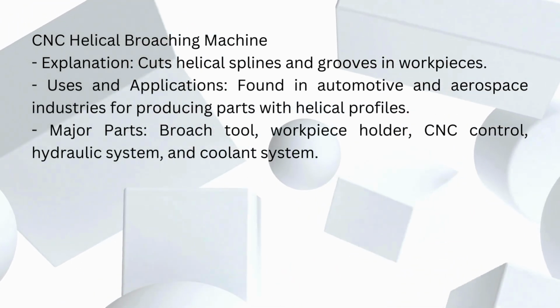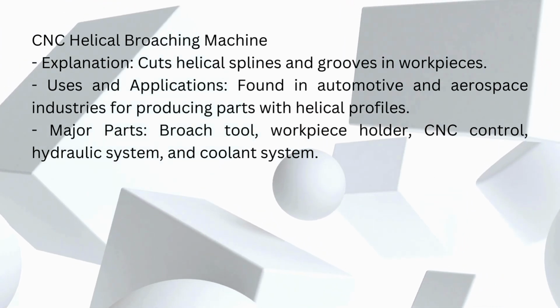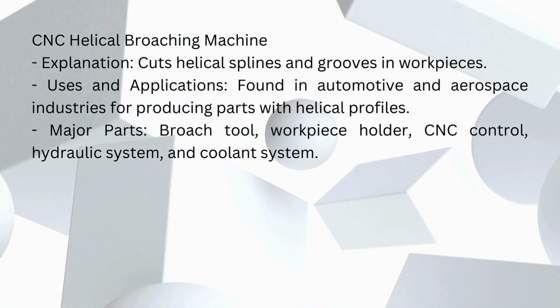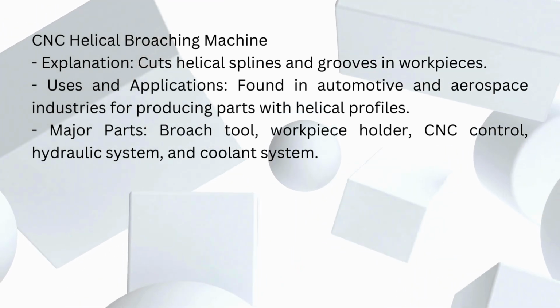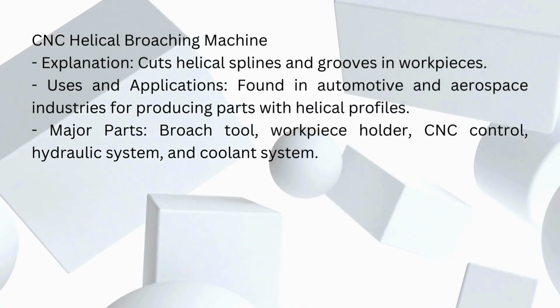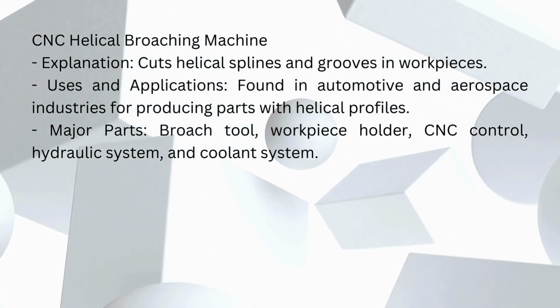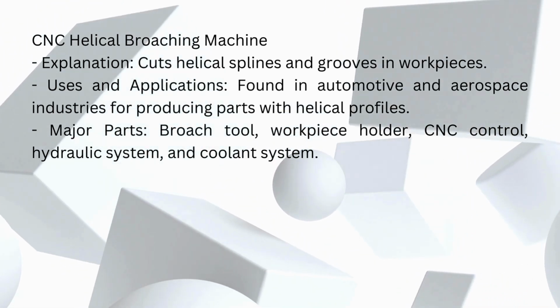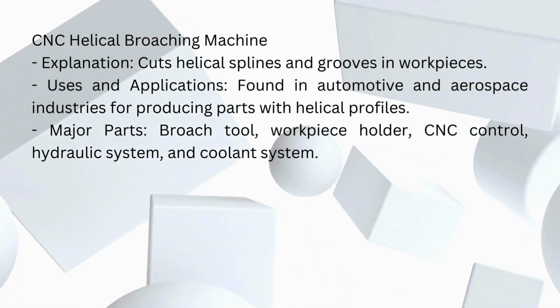CNC helical broaching machine. Explanation: cuts helical splines and grooves in workpieces. Uses and applications: found in automotive and aerospace industries for producing parts with helical profiles. Major parts: broach tool, workpiece holder, CNC control, hydraulic system, and coolant system.